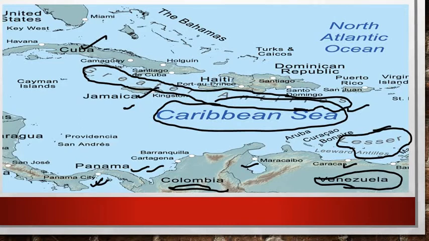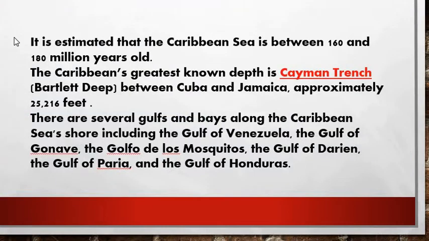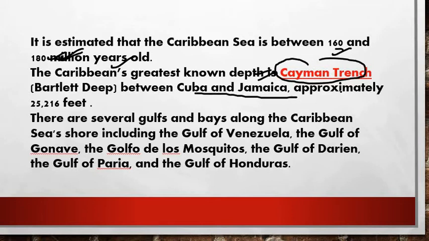Now let us see some other things. The Caribbean Sea's age is around 160 to 180 million years. And the Caribbean Sea has a deep trench, named the Cayman Trench. It is between Cuba and Jamaica, and it is approximately 25,216 feet deep. Such a depth it has.